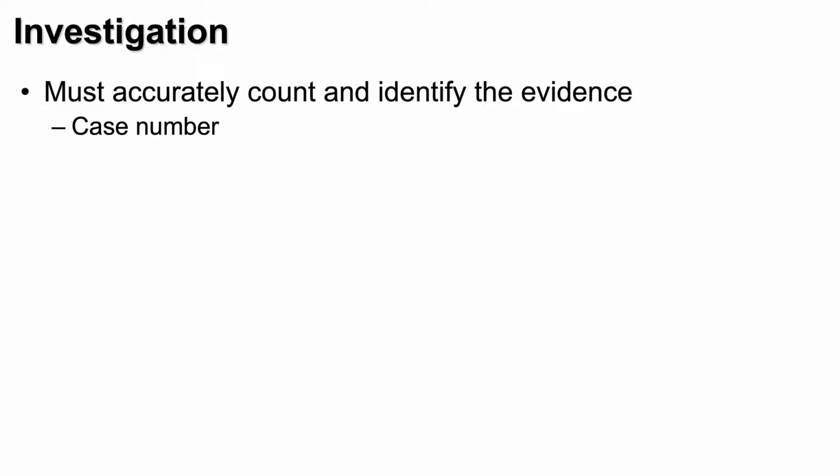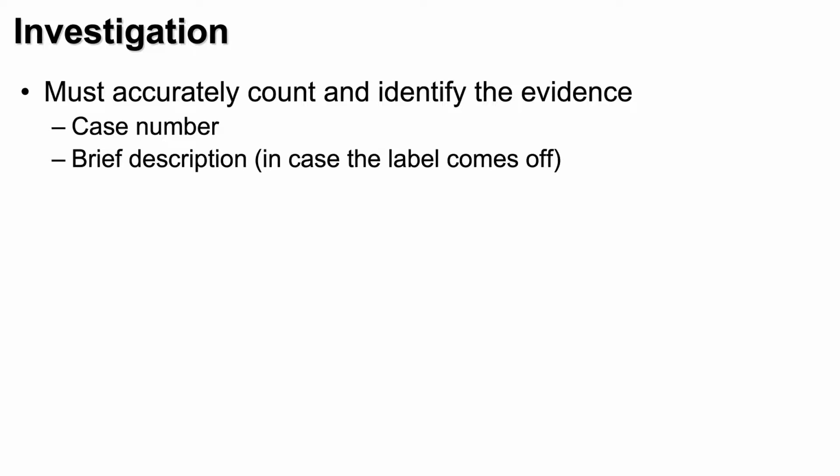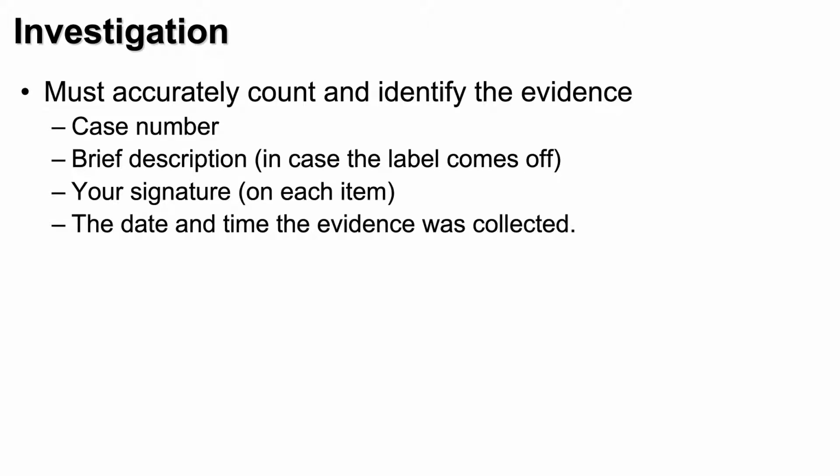So it should have the case number, so that should already be done. You don't bring back the evidence and then get the case number. The case number should already exist. And then a brief description, as we've seen before. It should have your signature, so you can verify that it was you or whoever collected the evidence. And that should be on each evidentiary item in the bag and tag. And the date and the time that the evidence was collected.